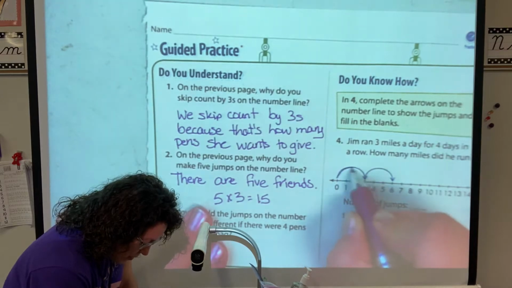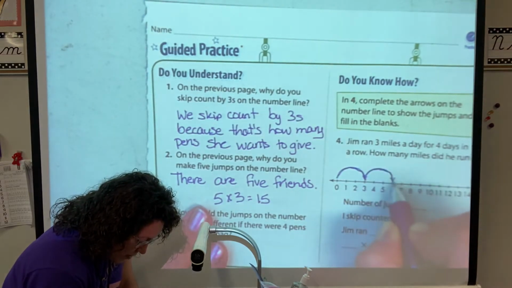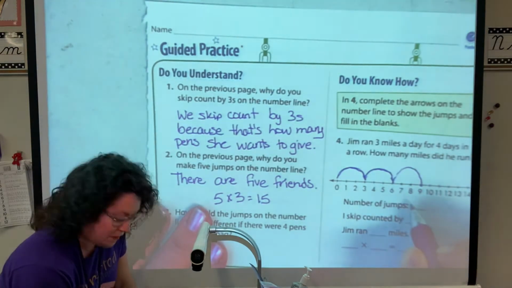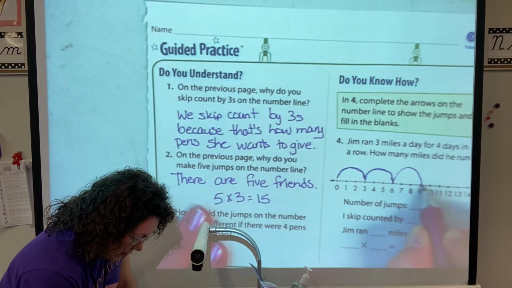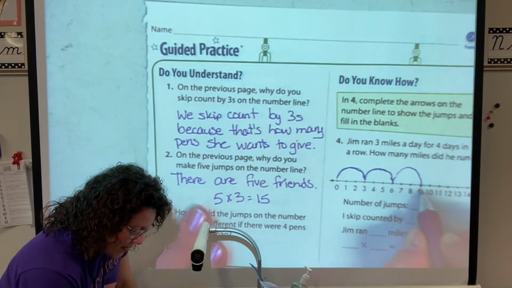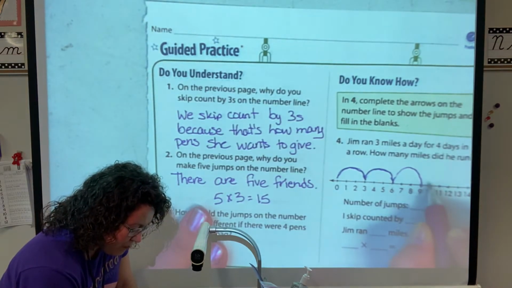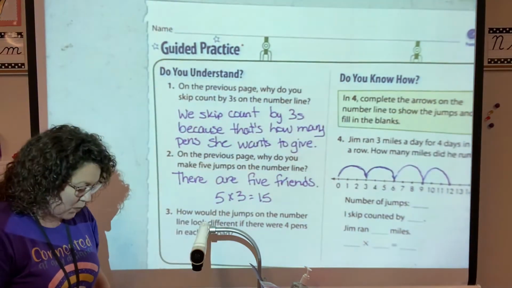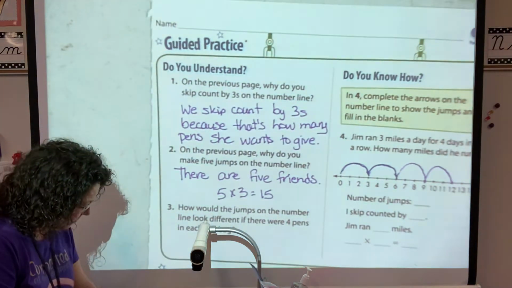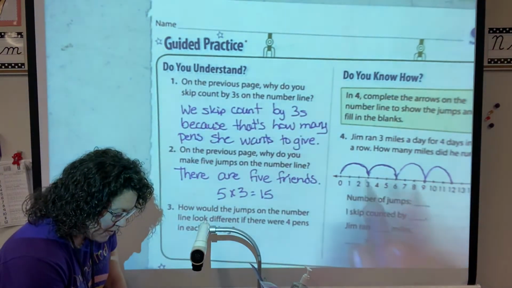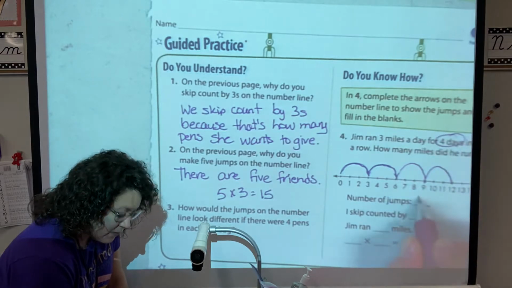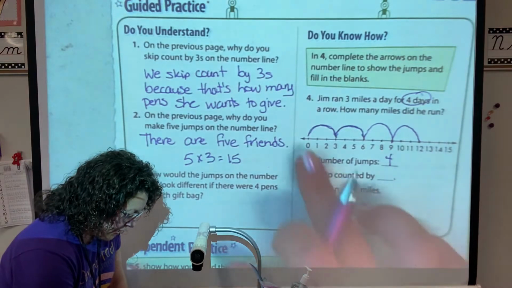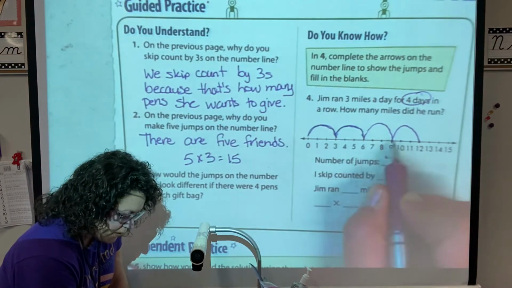So 1, 2, 3, 1, 2, 3, 1, 2, 3, 1, 2, 3. So you don't count this spot as 1. You have to actually move 1, 2, 3. Move before you can count it as 1. Okay? So how many jumps did we make for our 4 days? 4. And we skip counted by 3 each time.